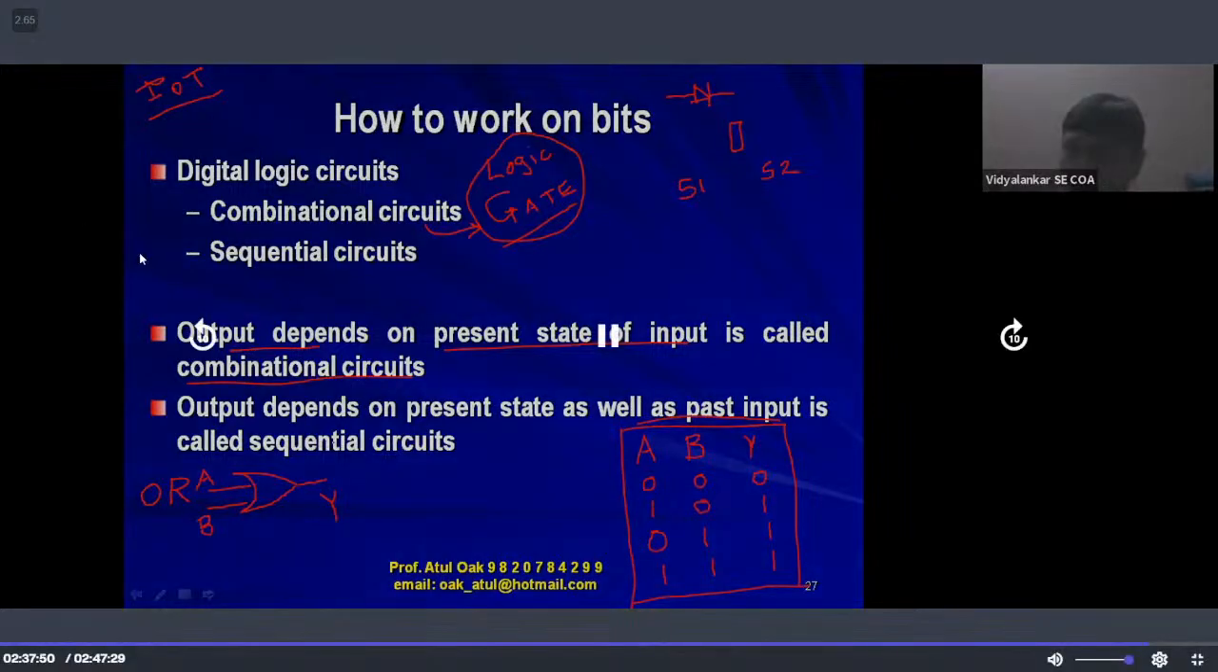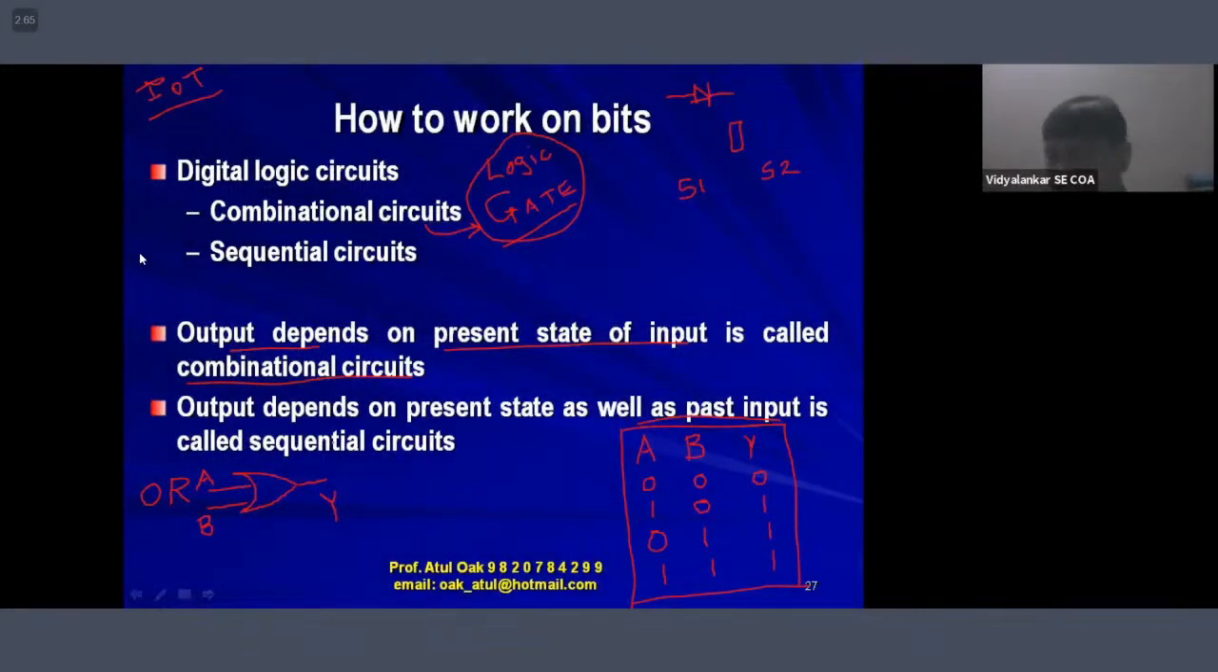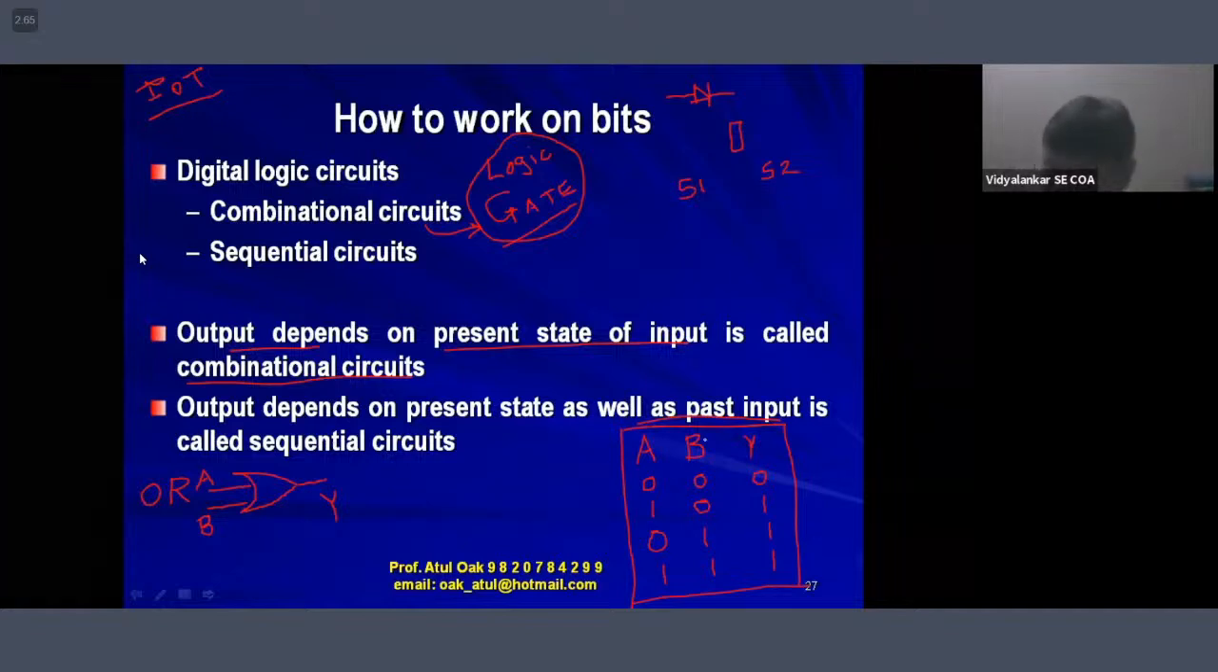Okay, your RAM, ROM, all these memories, they are all sequential circuits. Because that's the memory. But here there is no past input. Such circuits are called combinational circuits. Okay, what we are currently discussing is logic gates.